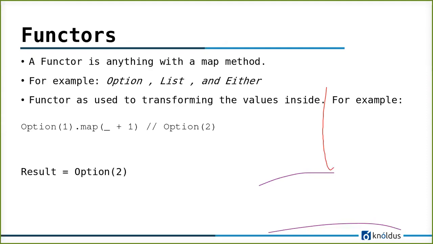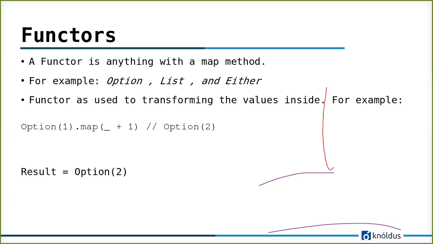Now let's move on to the functor, which is another type class. A functor is anything with a map method. For example, there is option, list, and either. We all have used map, right? Map is basically used for transforming the value that is inside, not just for traversing the list. For example, if we have Option of 1 dot map, and then we want to add something to that value, it will give us the result as Option of 2. So here we have transformed the value that is inside our functor.